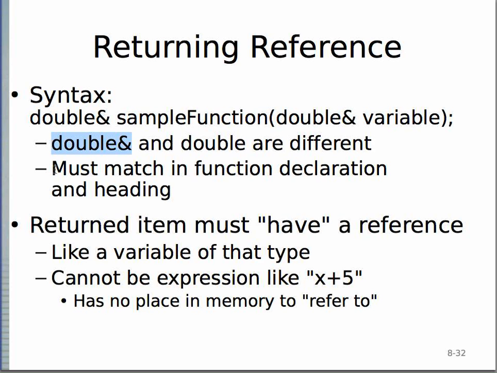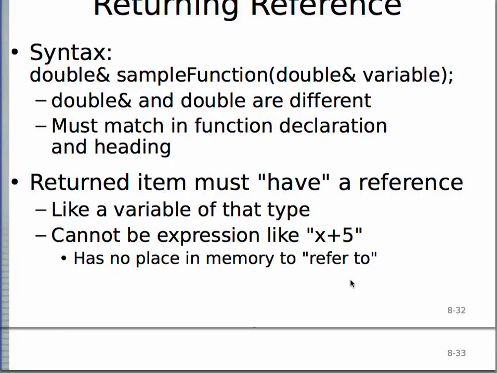And as we've seen before, if you have a .h and .cpp file, you have to have these things matching. So you must match function and declaration. Okay, so the returned item must have a reference, so it should be like a variable of that type. You cannot have something like x plus 5, right? You can't have x plus 5 equals something that involves a return value. Okay, so it has to be a variable.